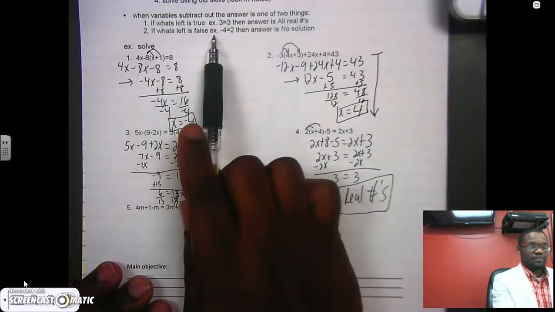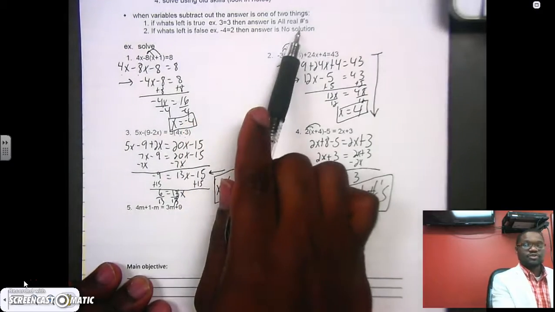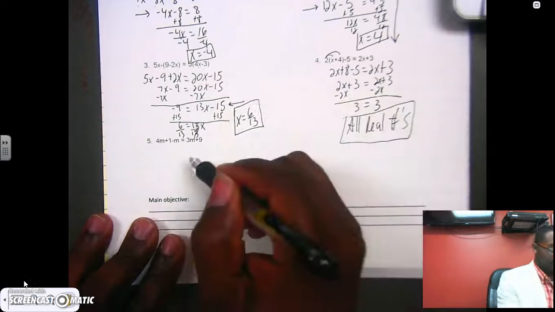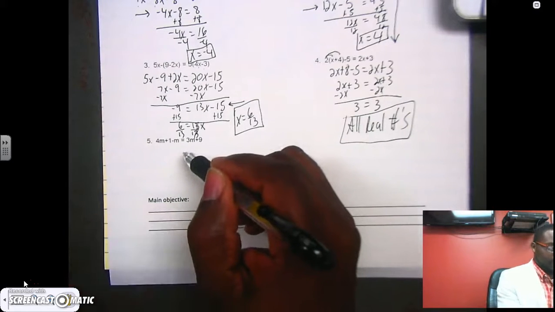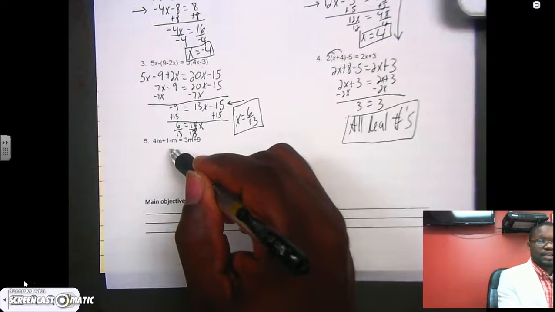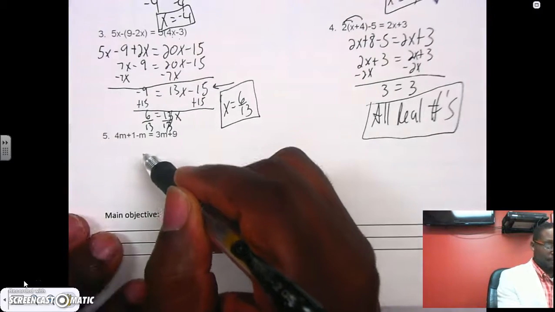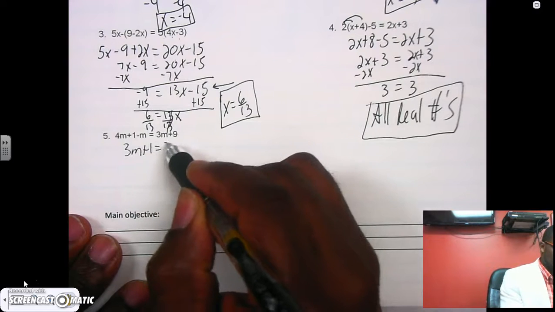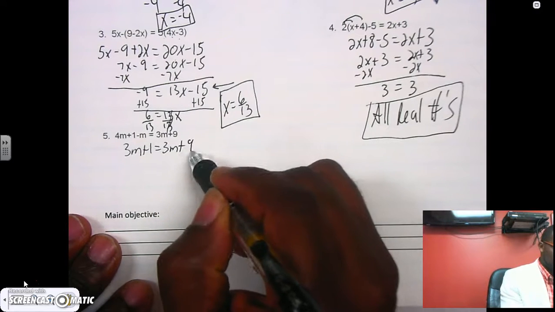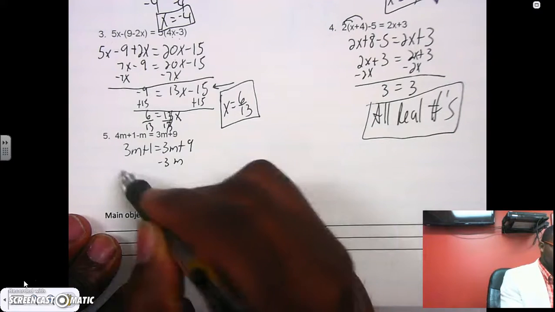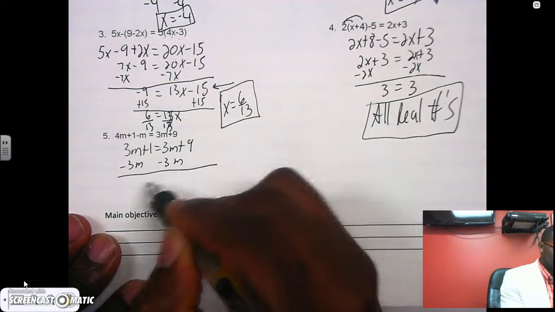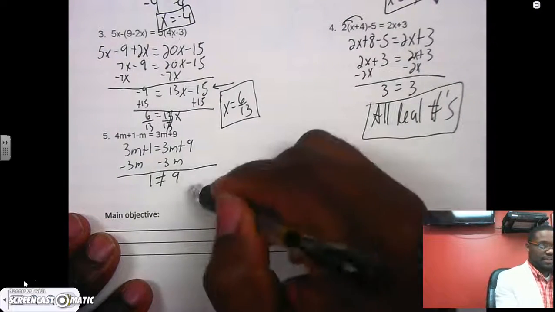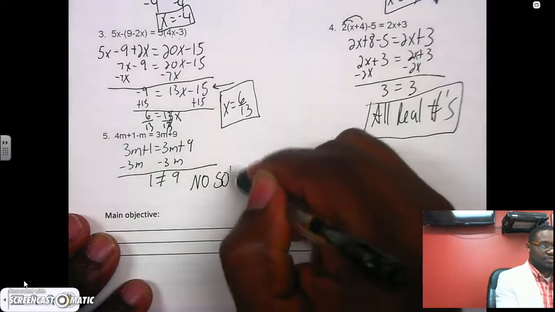Now, if what you have left over is a false statement, then the answer is no solution. So look at this, number 5. As I look at number 5, I would first recognize that there isn't any parentheses, but that's okay. 3m plus 1 equals 3m plus 9. I subtract 3m from both sides, and that is 1 equals 9, which is a false statement. 1 does not equal 9. That means for this problem, the answer is no solution.